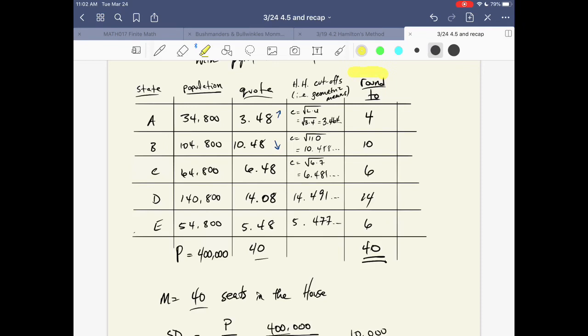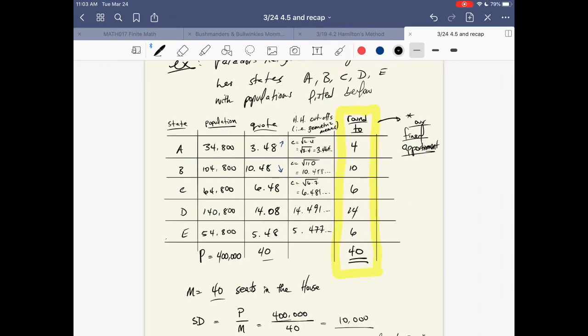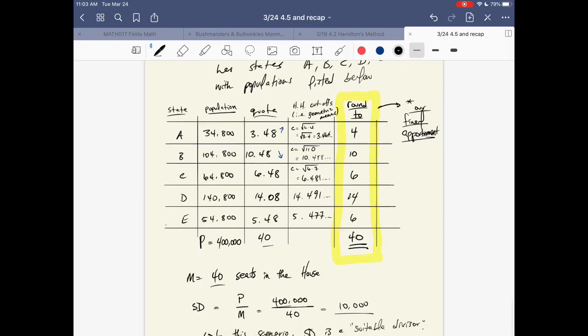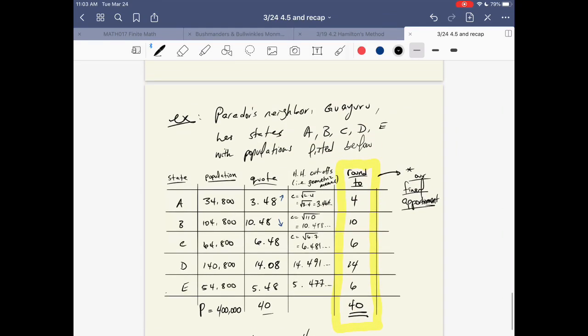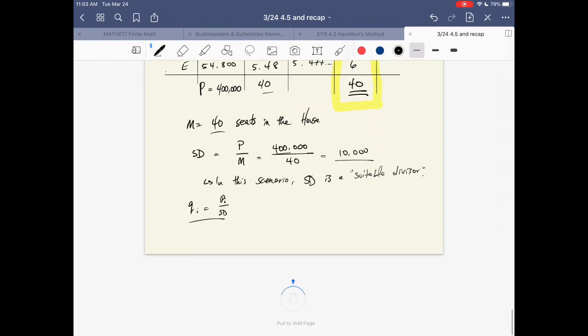Perfect. So in the end, this is our final apportionment. And we're all happy. And this is exactly how our system works in this country at the moment. Now, before I leave you, I want to say one quick thing about this suitable divisor.